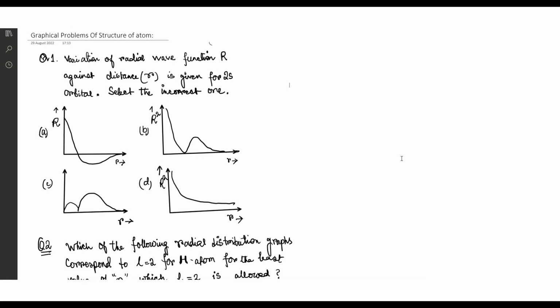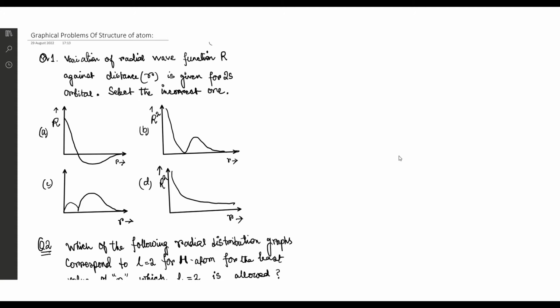After a long interval, again I have come to make you learn some graphical problems from the second chapter of our syllabus, that is structure of atom. The first one, you see the question: variation of radial wave function R against distance r is given for 2s orbital. So you have been given four options, four graphs. You have to select the incorrect one.